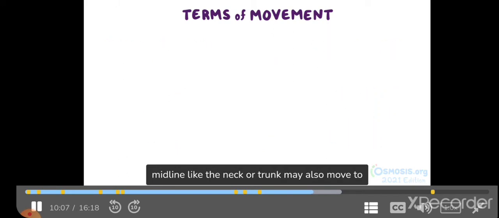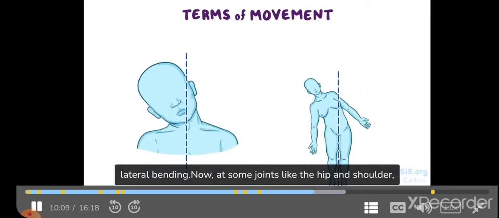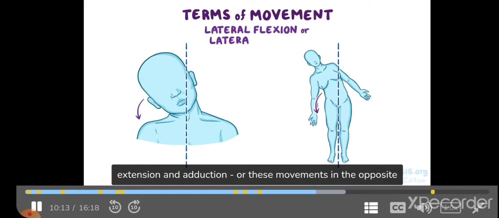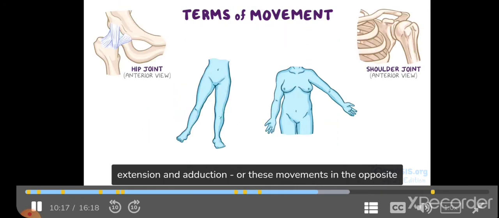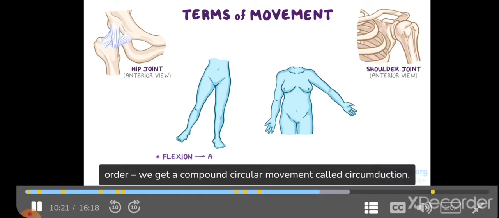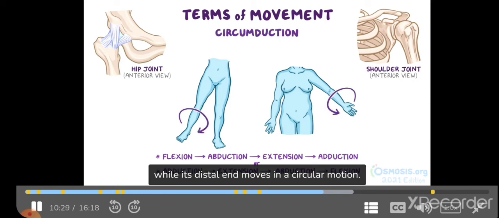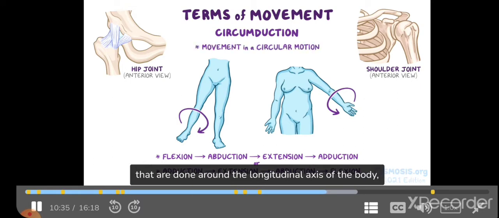Now, keep in mind that structures in the midline, like the neck or trunk, may also move to the sides. This is referred to as lateral flexion or lateral bending. Now, at some joints, like the hip and shoulder, if we sequentially perform flexion, abduction, extension, and adduction, or these movements in the opposite order, we get a compound circular movement called circumduction. In circumduction, the proximal end of the joint remains fixed while its distal end moves into circular motion.